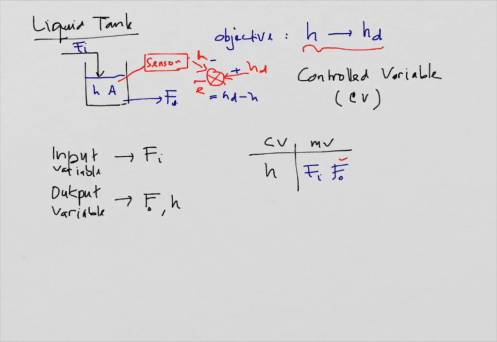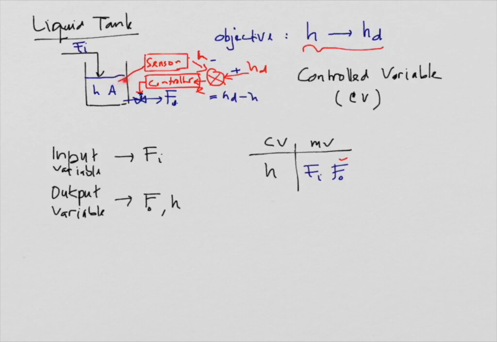And then the error goes to the controller. Okay? And from the controller, we'll adjust the final element in the controller. It can be the control valve for Fo. So this is the control configuration that we have. The control configuration is like this.